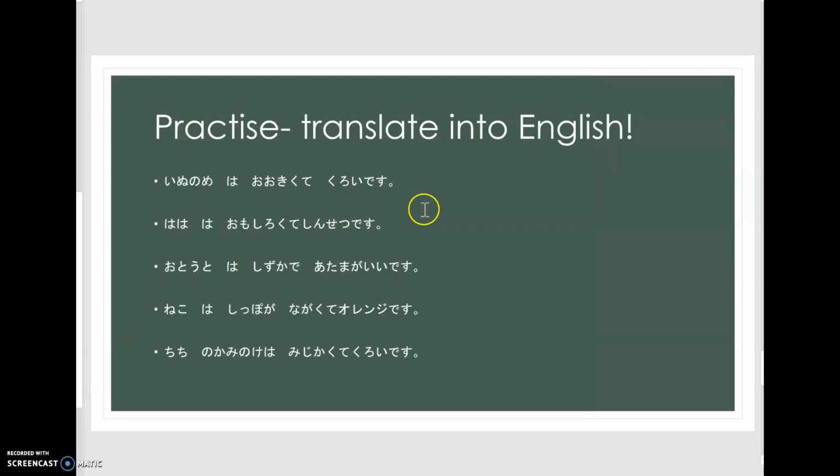Okay, minasan, have a go. See if you can answer these, translate these into English. So we have inu no me wa okikute kuroi desu. Haha wa omoshirokute shinsetsu desu. Ototo wa shizuka de atama ga ii desu. Neko wa shippo ga nagakute orange desu. Chichi no kami no ke wa mijikakute kuroi desu.